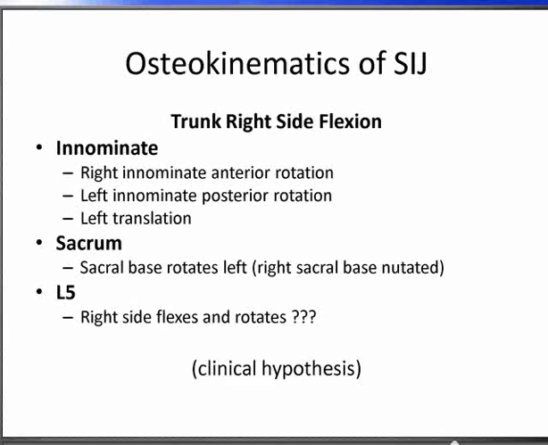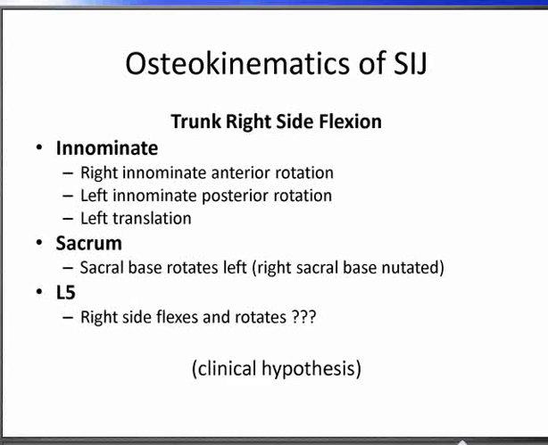You ask your client to side bend to the right, and as they side bend to the right, what I have observed clinically, and many other therapists I know have observed, is that the innominate on the right side will move towards anterior rotation. The innominate on the left side will move towards posterior rotation. So with right side flexion of the trunk, the right innominate rotates anteriorly, the left innominate rotates posteriorly. Now this is ever so slight, but you should be able to see a difference between the two sides. The sacral base is said to rotate towards the left. So the right sacral base essentially stays nutated.